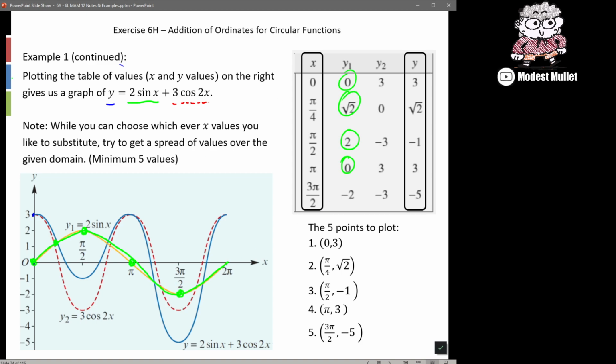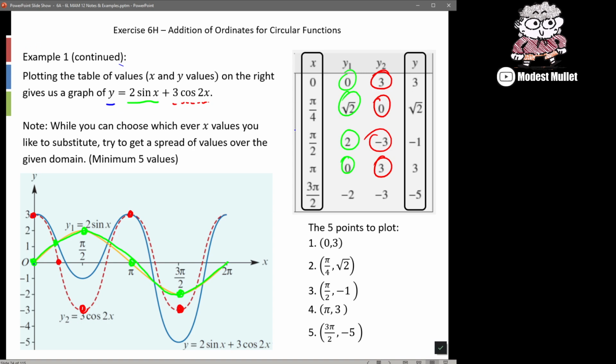We go through, you would go and plot all the y2 values. So 0, 3, we get there. Pi on 4, we get 0, which is there. Pi on 2, we get -3, which is down here. Pi is 3, which is up there. And then 3 pi on 2 is -3, which is down there.